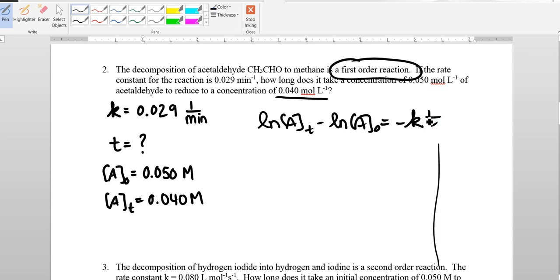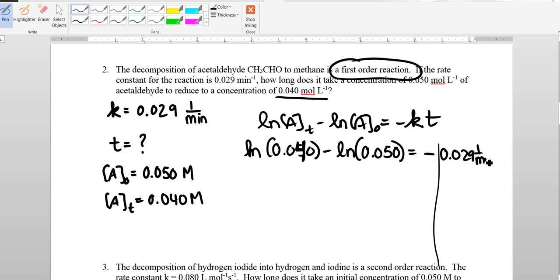When you're doing these calculations, you have to be really careful with your negatives, because you've got lots of subtracting negatives of negatives. It can get really confusing. So just be careful with that. So we've got the natural log of 0.040, since A sub t is 0.040, minus the natural log of 0.050. Those are little things you want to be careful about. Equals negative 0.029 over minutes times t.